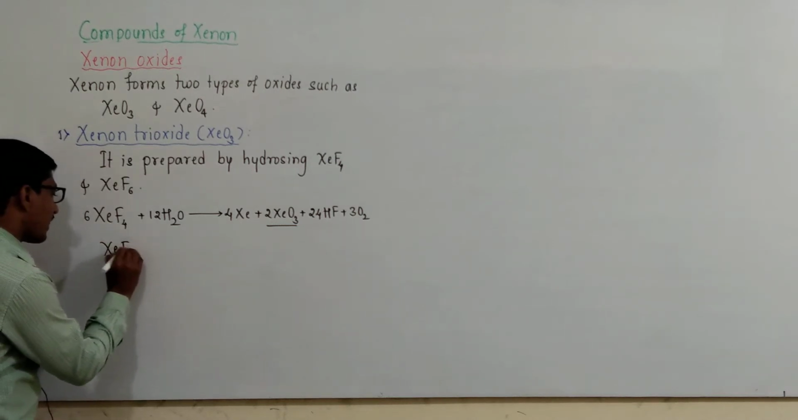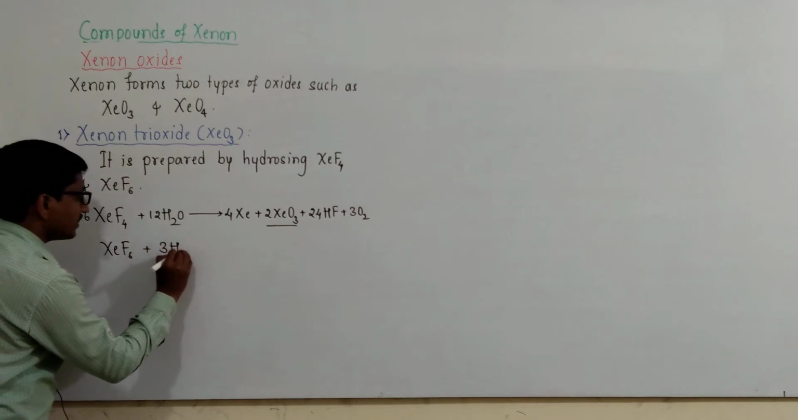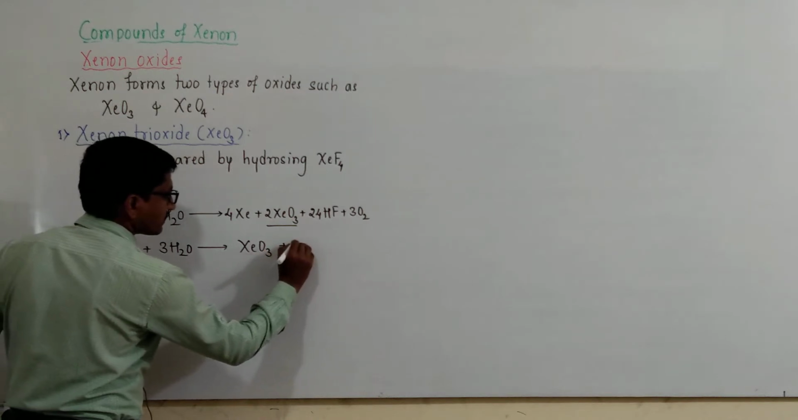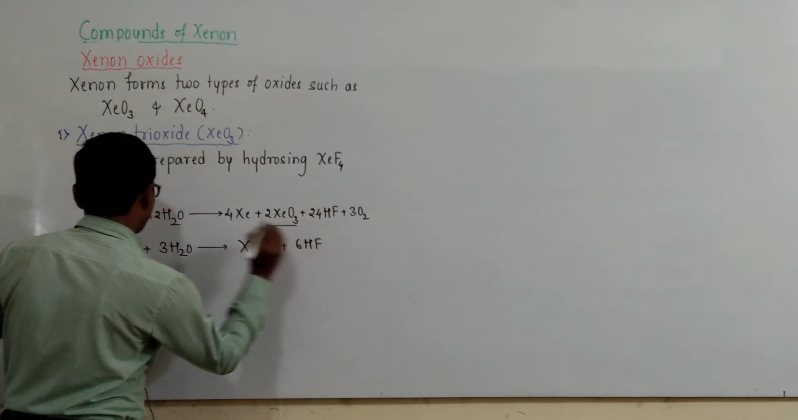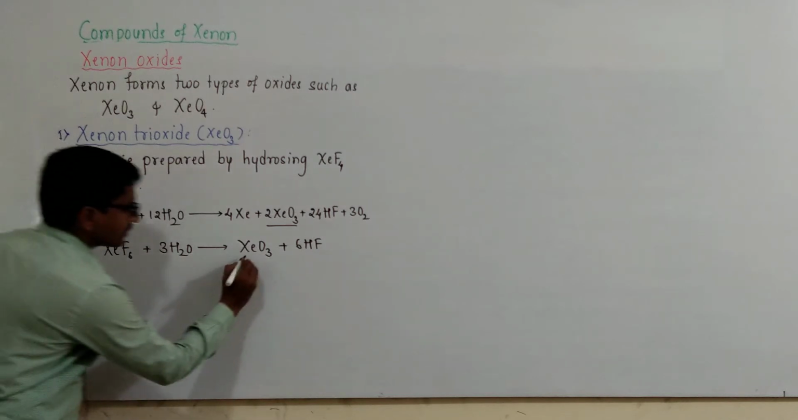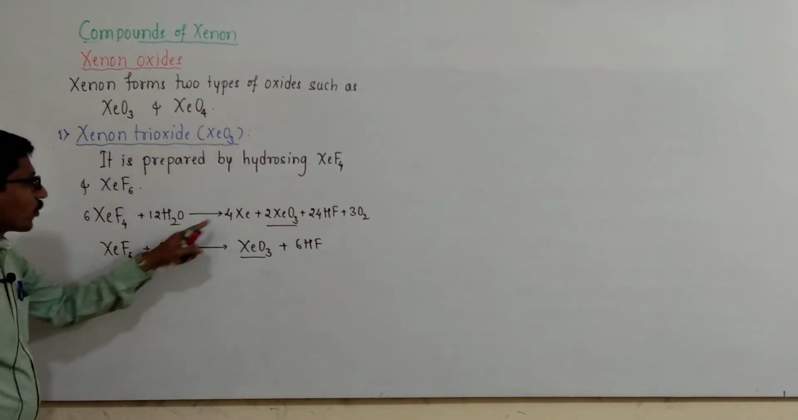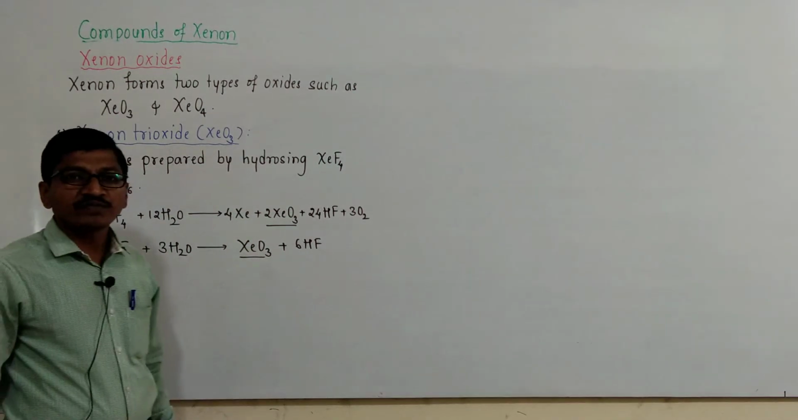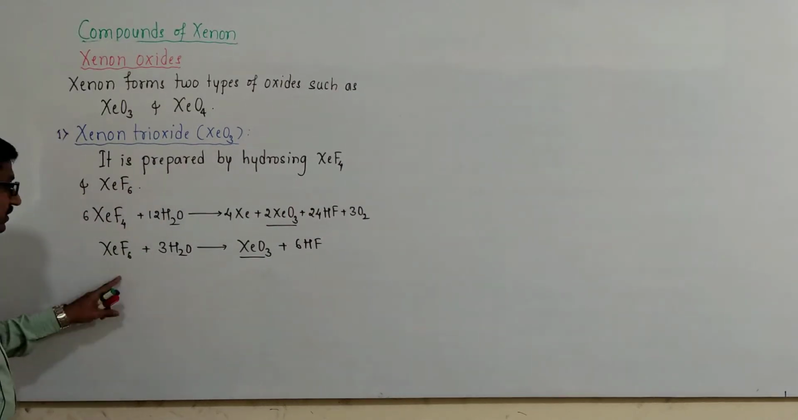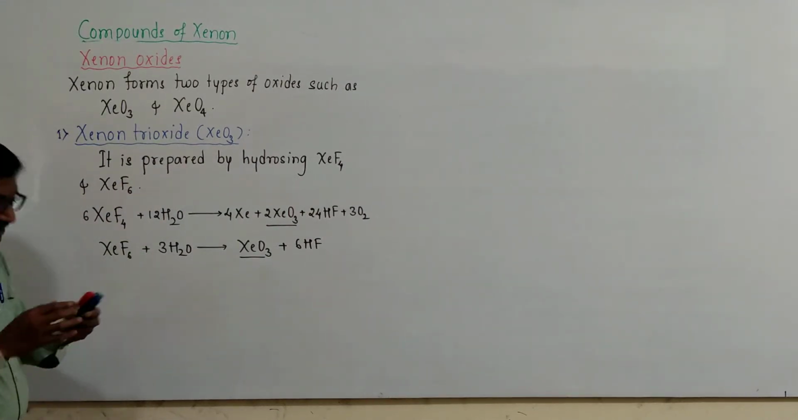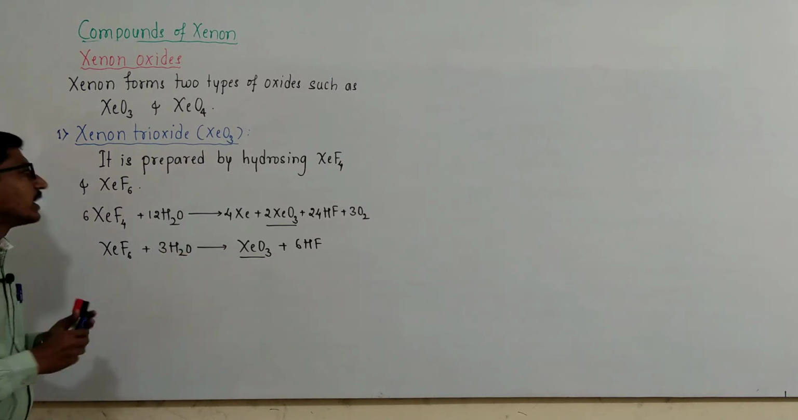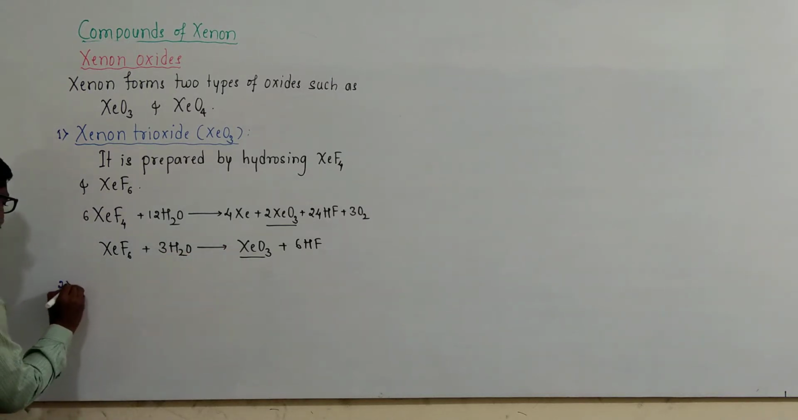Similarly, xenon hexafluoride is also hydrolyzed to form XeO3 plus 6HF. These are the two reactions for the preparation of xenon trioxide, and this xenon trioxide is a colorless explosive substance. The structure of this is pyramidal and the geometry is tetrahedral. We will see later.